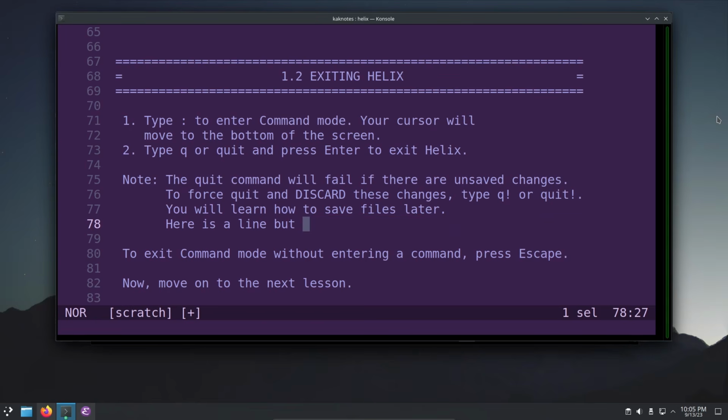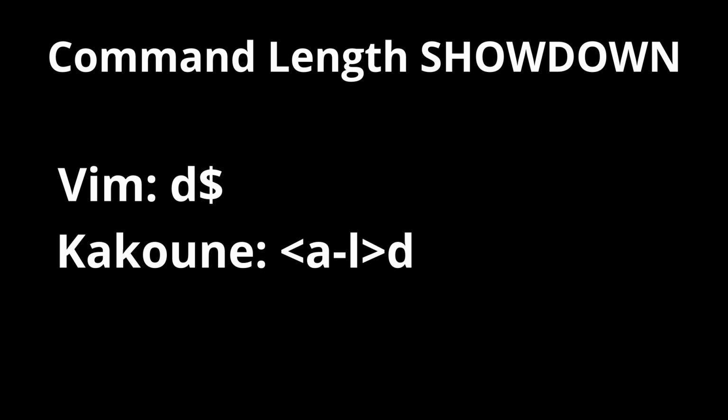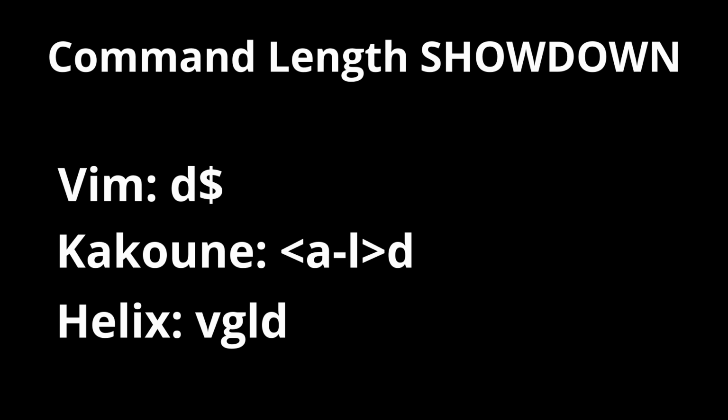And I like that Kakoune was just able to completely get rid of that overlap by getting rid of the visual mode. And the way this is set up, it often means that Helix commands are the longest of the 3 editors. In Vim, to delete to the end of the line, it's capital D, okay, but that's the cheaty shortcut way to do it. The mnemonic way is $, 2 characters. In Kakoune, it's Alt-L to select to the end of the line, and then D to delete it, 2 characters plus a modifier key. And in Helix, it's V to enter visual mode, GL to select to the end of the line, D to delete.